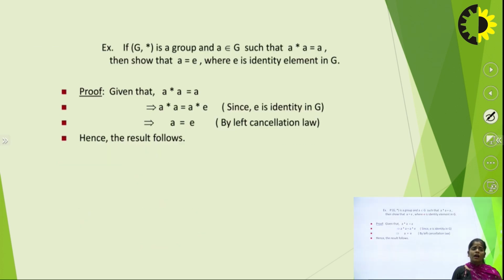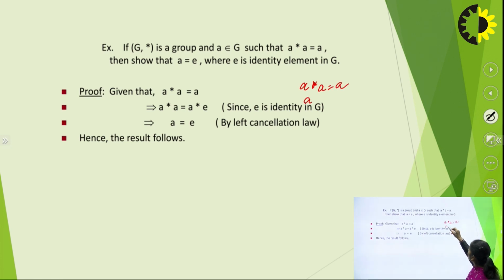If (G, star) is a group and A belongs to G, such that A star A equals A, then show that A equals E, where E is the identity element. It is given that A star A equals A.